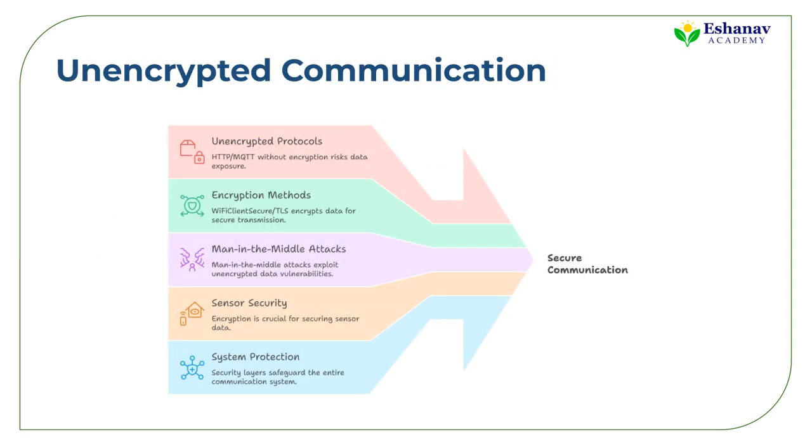Many IoT devices communicate over HTTP or unsecured MQTT, exposing sensor data, control commands, and credentials to anyone listening. Imagine a Wi-Fi temperature sensor sending data in plain text. Anyone on the same network could intercept or manipulate readings. The ESP32 supports secure protocols: WiFiClientSecure for HTTPS or MQTT client with TLS. Using these encrypts data in transit and protects against man-in-the-middle attacks.